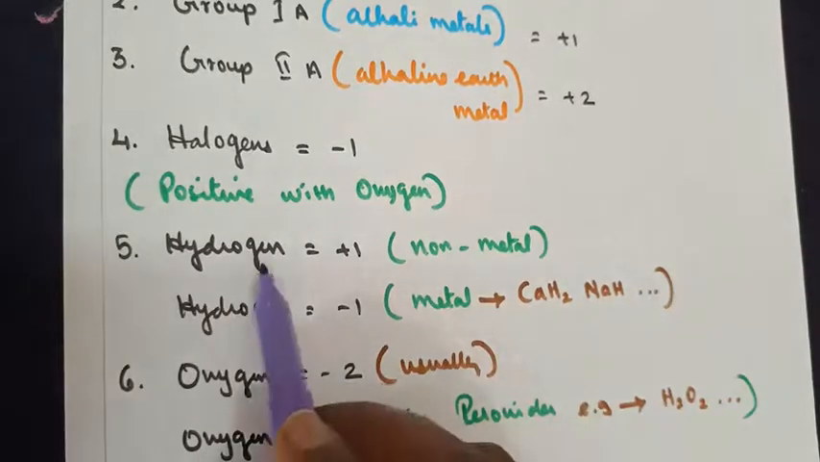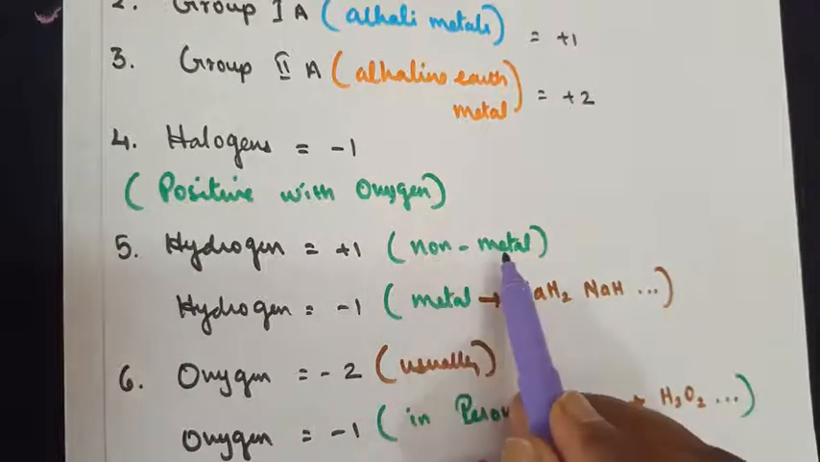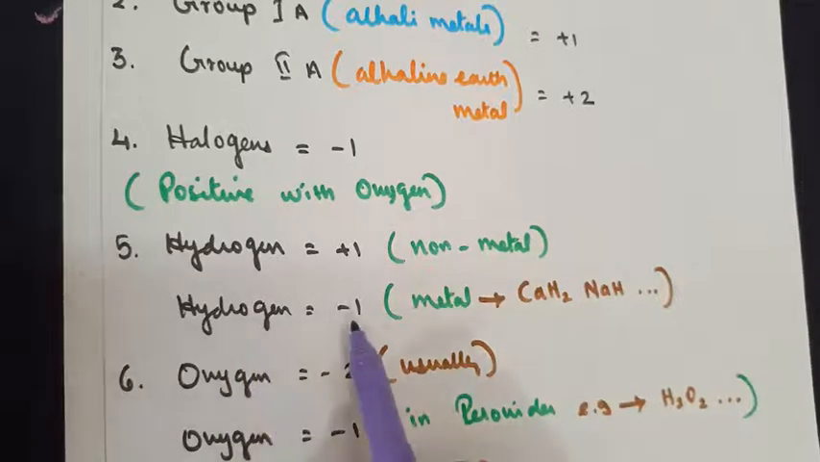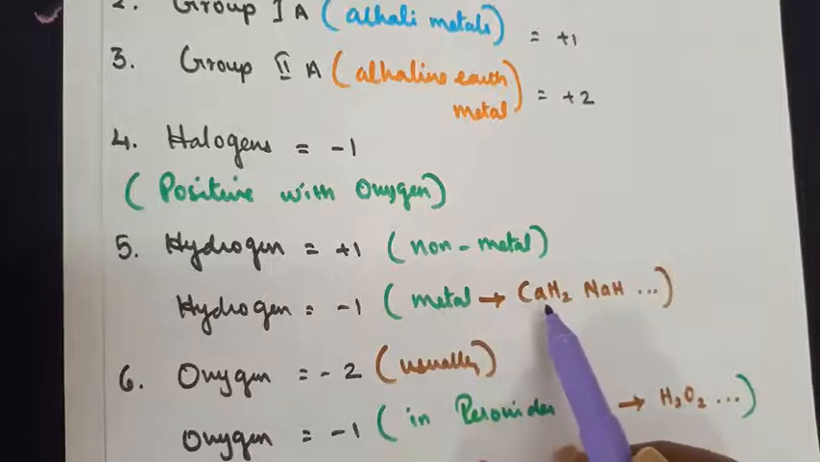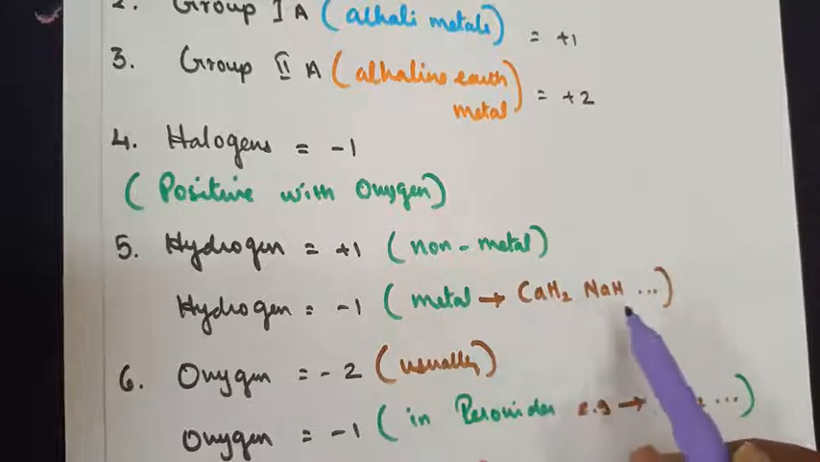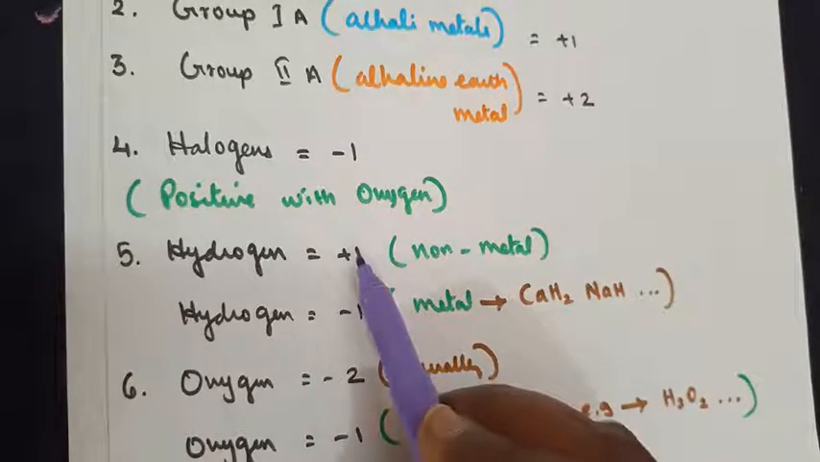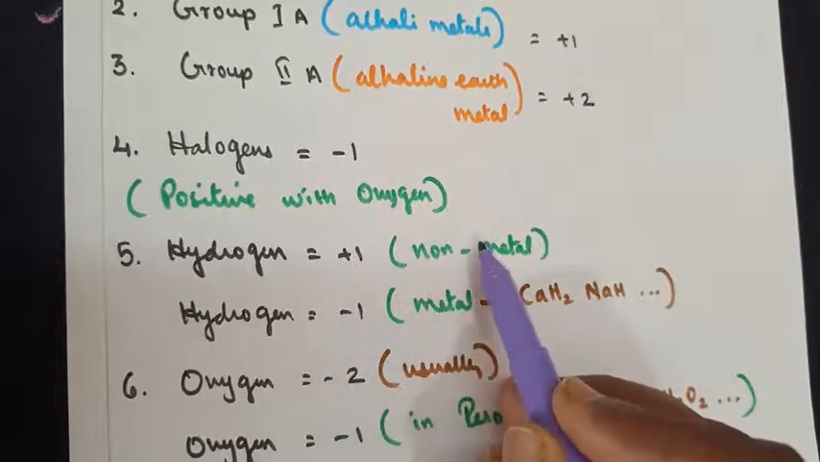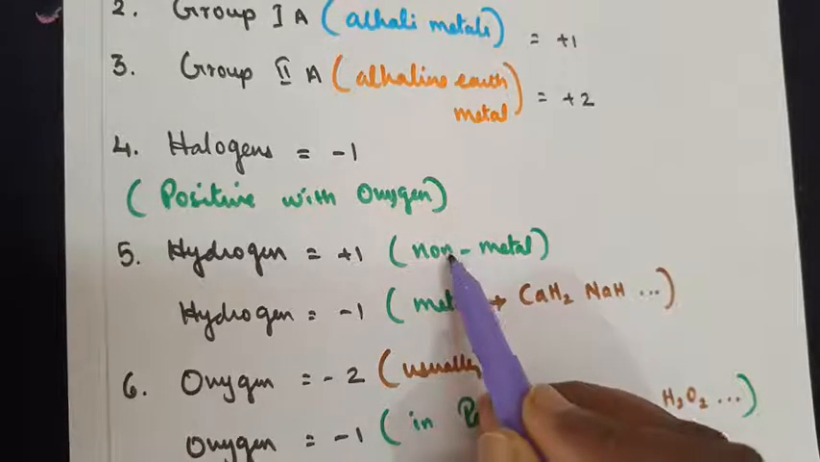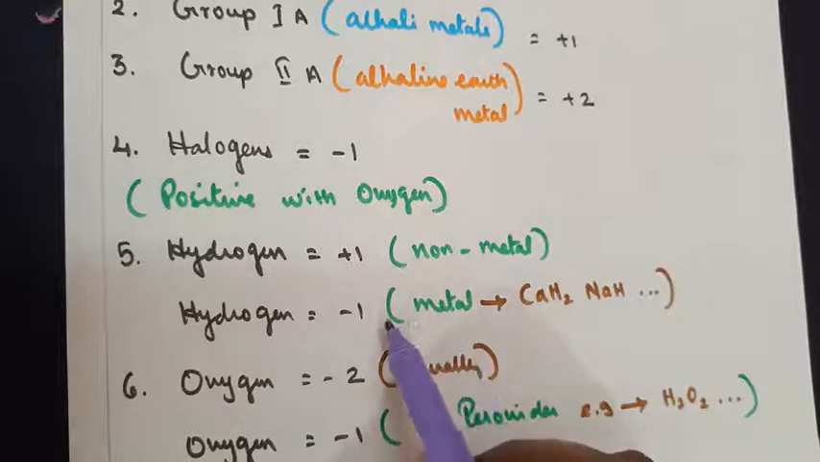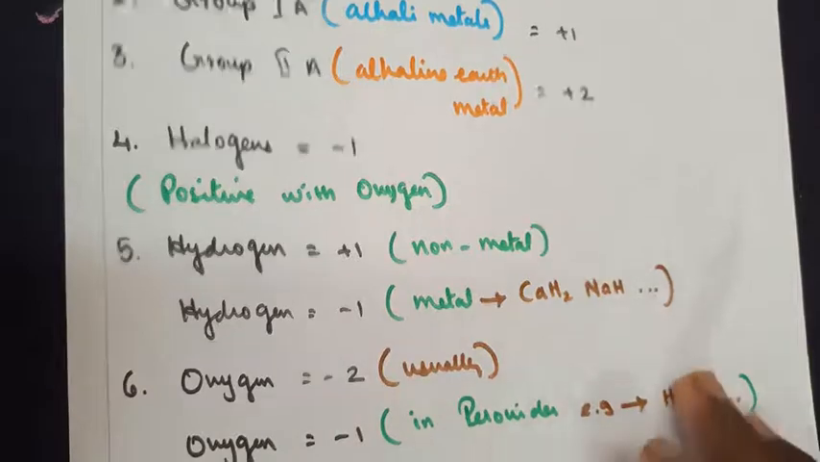The next one: hydrogen charge is always plus 1 when it is combined with a non-metal. Hydrogen charge is minus 1 when it is combined with a metal. Examples of metal hydrides are calcium hydride, sodium hydride, and so on. So most of the time the charge of hydrogen is plus 1. You only need to identify whether it's bonded with a metal or a non-metal. Non-metal, plus 1 is the charge. Metal category, especially hydrides, minus 1 is the charge.